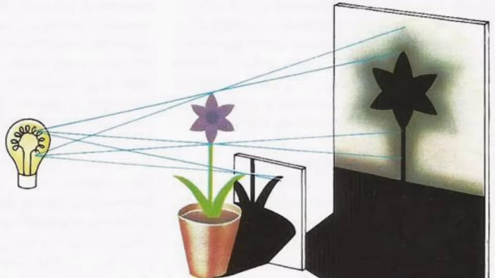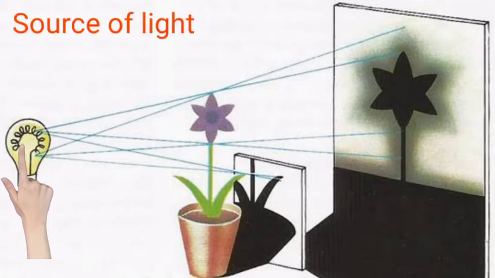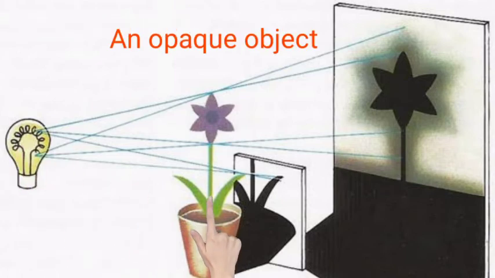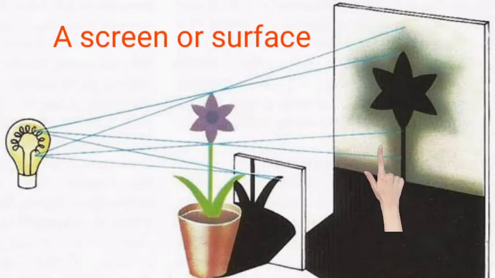Now looking at this, can you tell me the things that are required for a shadow to be formed? Right, presence of a source of light. Next, an opaque object to obstruct the path of light. And the last, a screen or surface behind the opaque object on which shadow will form.